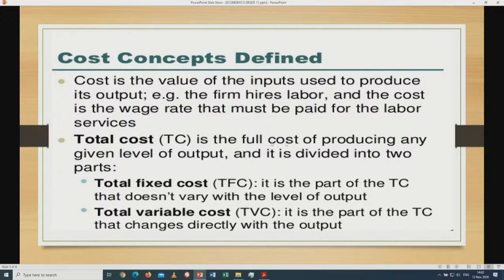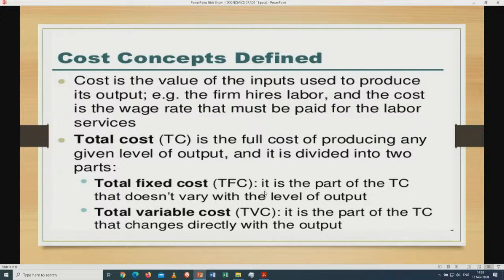Right, we have different costs like the total cost. What is the total cost? The total cost is the full cost of producing any given level of output. It is divided into two. So in other words, total cost is all that you have paid in order to make the output available. And these costs are either fixed or variable, like we have already said.